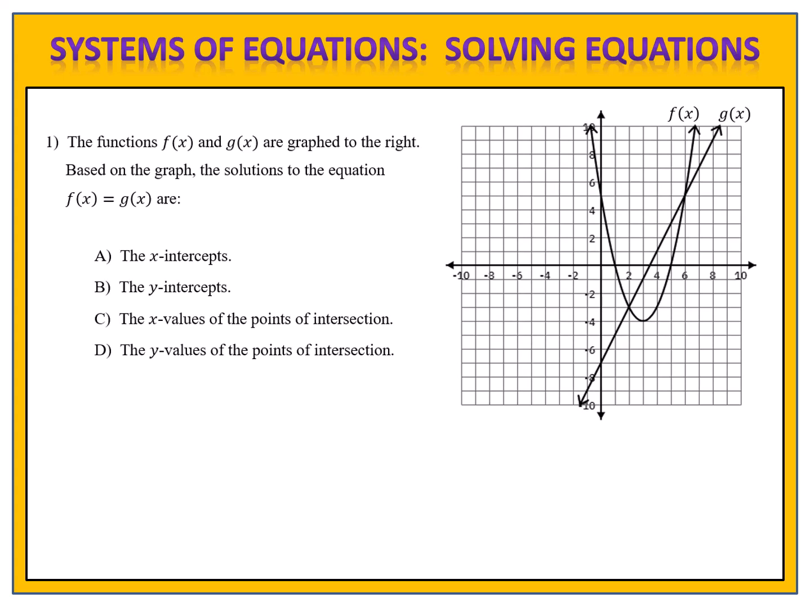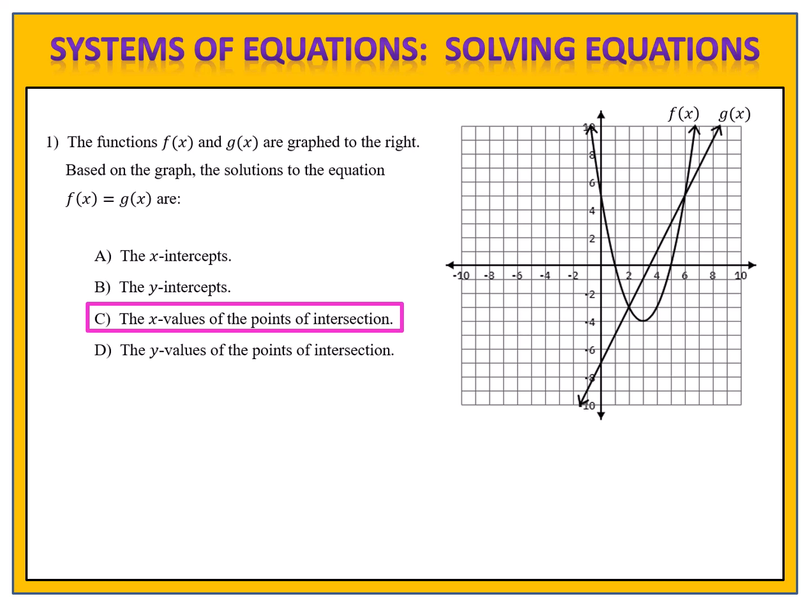In our first exercise, it says the functions f of x and g of x are graphed to the right. Based on the graph, the solutions to the equation f of x equals g of x are which of the following? I'll tell you right out that the answer is choice C. The solutions to the equation f of x equals g of x are the x values of the point of intersection. Allow me to show you how this works.